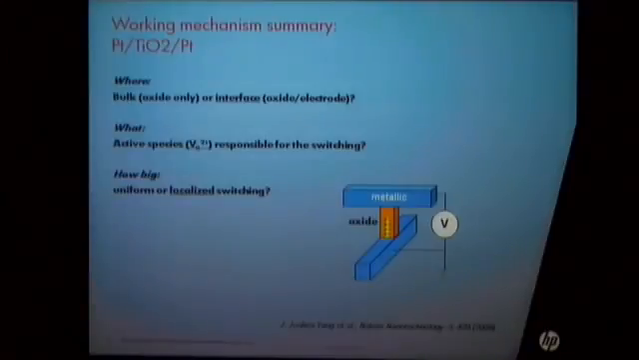Okay, so without going into the detail showing the evidence, I'm just going to summarize the switching mechanism for this device. First, it happens at the interface region. Oxygen vacancies are responsible for the switching. And it is localized inside of the device rather than uniform across the entire device area. You can imagine there is a conductance channel inside of the device made of suboxide material with a lot of oxygen vacancies. Oxygen vacancies can be driven up and down, giving you the switching.